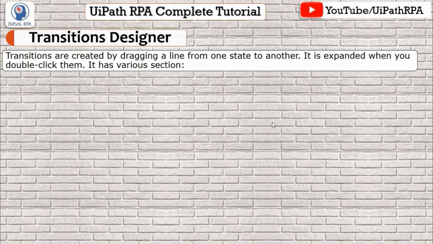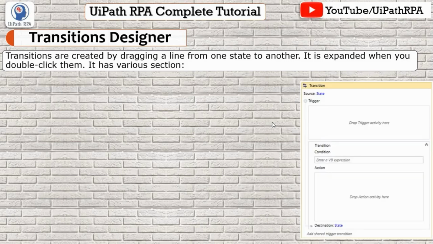Transitions are created by dragging a line from one state to another. It is expanded when you double click them. It has various sections. Whenever we double click on that transition, the transition designer will be opened. The first time when we connect, that is called transition, and when we double click on it, that is called transition designer, and we can design that transition there. And we can do that by dragging a line from one state to another. It means we can just connect from one state to another state.